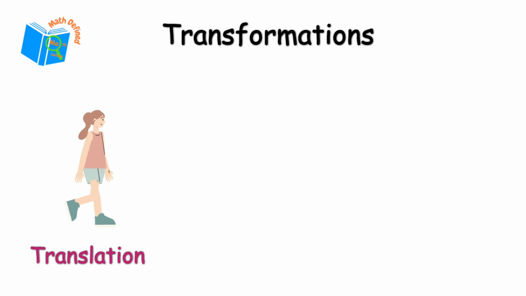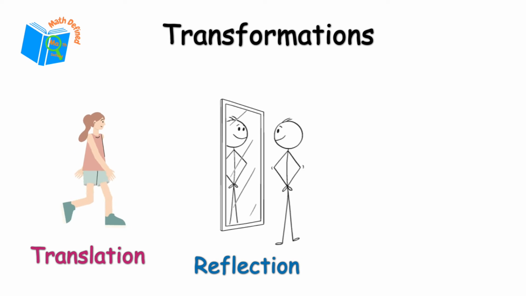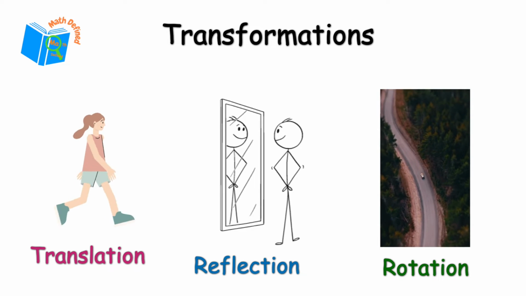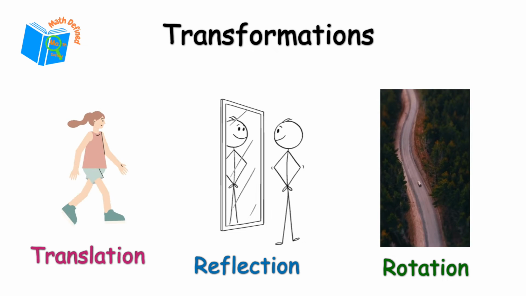Transformations are all around us in the real world. For example, when you walk, you are translating your body from one place to another. When you look in the mirror, you are seeing a reflection of yourself. And when a car turns a corner, it is rotating around the center of the turn.